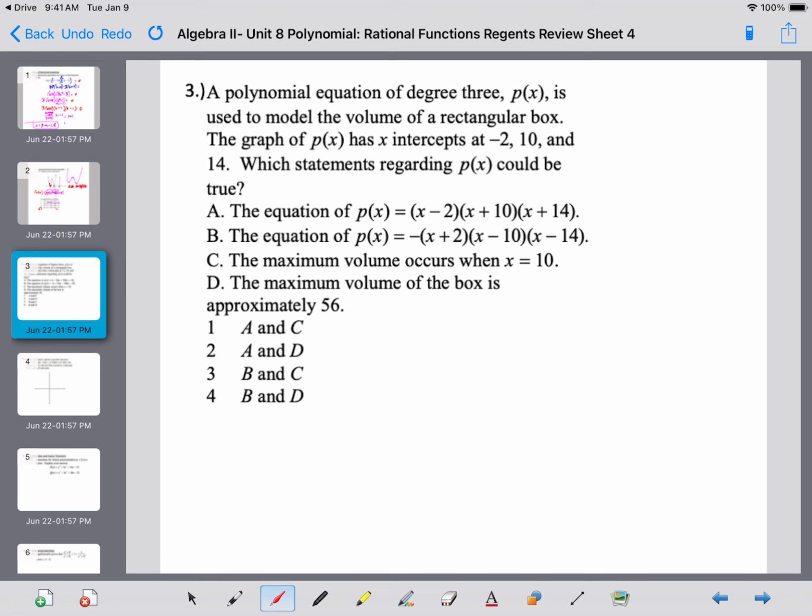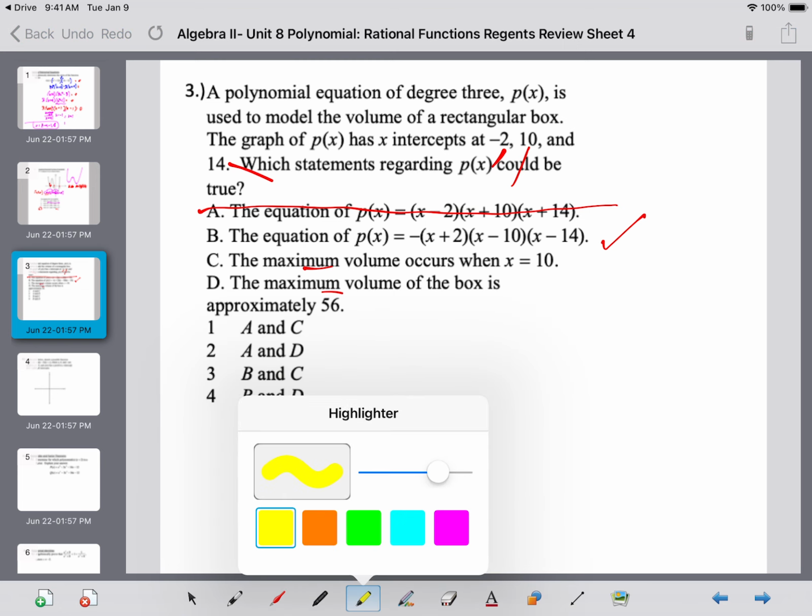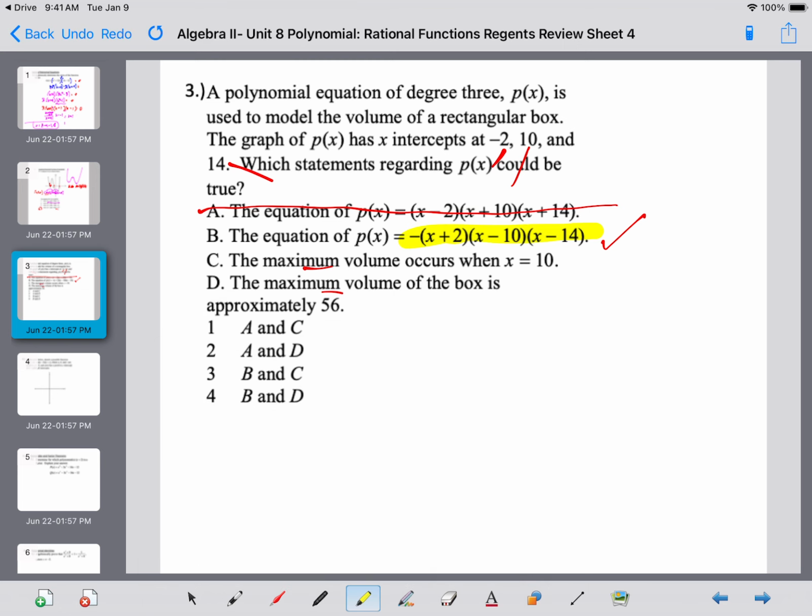So -2 would be x plus 2, so we know it's not going to be this one because that's x minus 2. +10 is x minus 10, and 14 is x minus 14. B is correct. That could be the equation of P of x. Now to find the maximum volume, we're going to put this equation into our calculator.